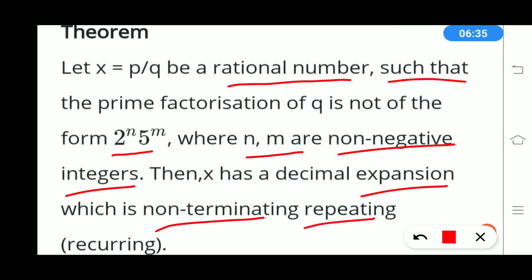That means if the rational number x equals p by q, and the denominator q can be expressed in the form of 2 to the power n into 5 to the power m, then the rational number is a terminating number, otherwise it is non-terminating repeating. This is the main thing.